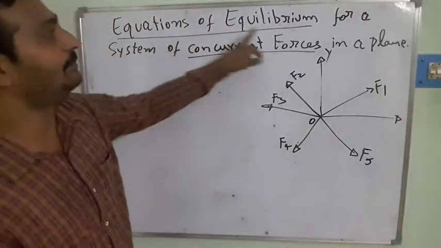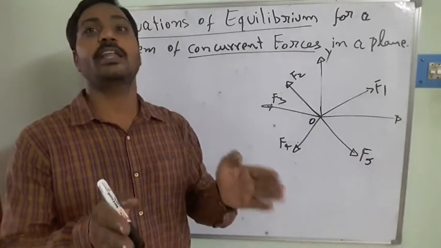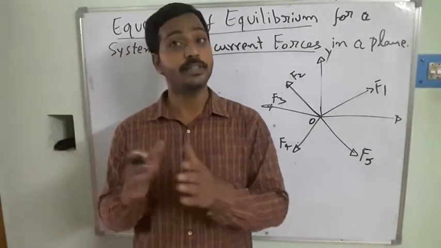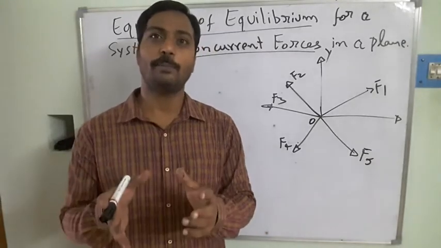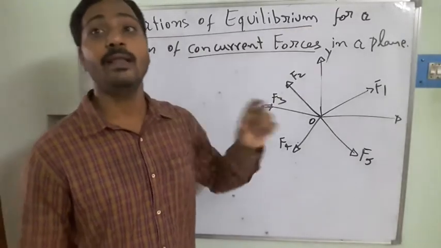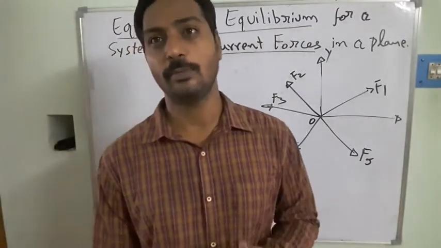Then what is equilibrium? As we know, equilibrium is nothing but a steady state condition. Either it is at rest or it is in motion. So in this case, what is the equation? How are we going to develop the equilibrium? When do we achieve that equilibrium condition? Those are the points we are going to discuss.